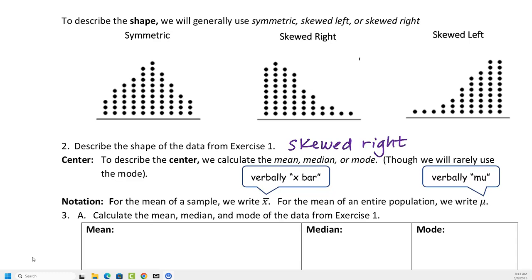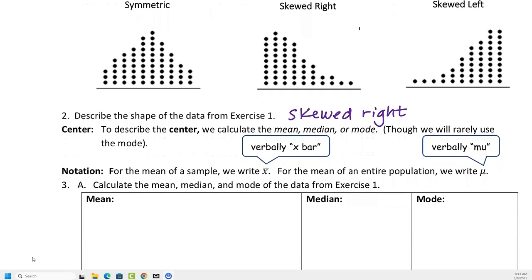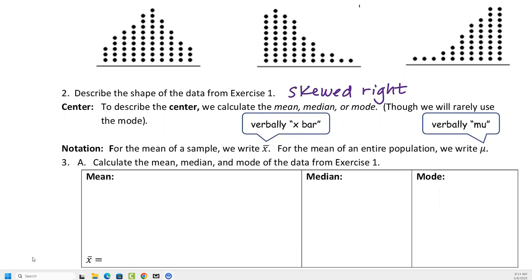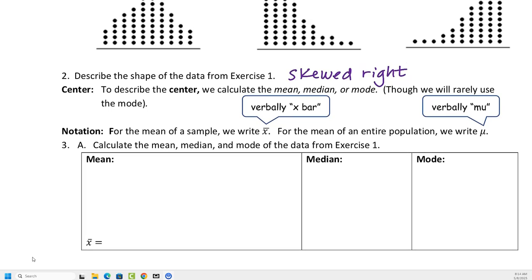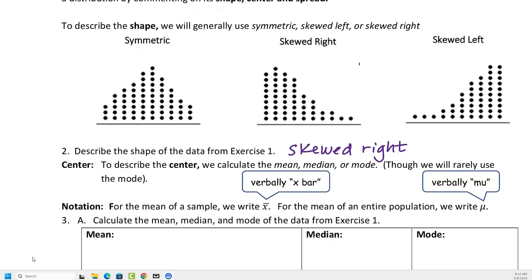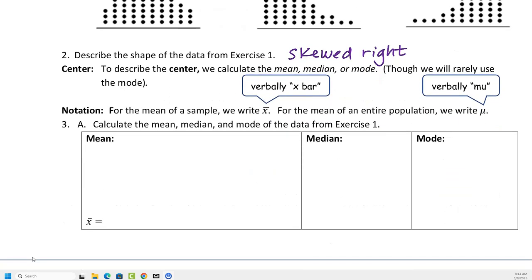Now, to describe center, we calculate the mean, the median, and the mode. Though we rarely use the mode, do you guys remember mean, median, and mode? I'm going to put it mean. I think I'm going to use blue. So mean, right, this is the arithmetic average.